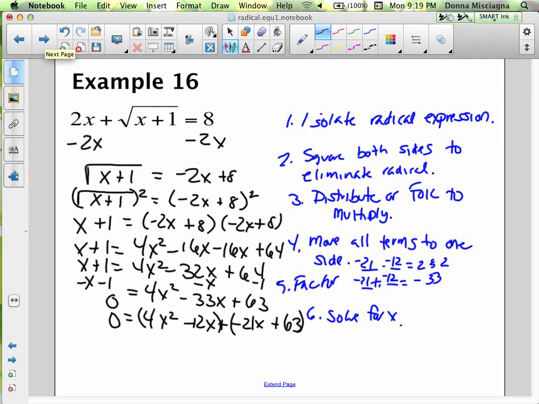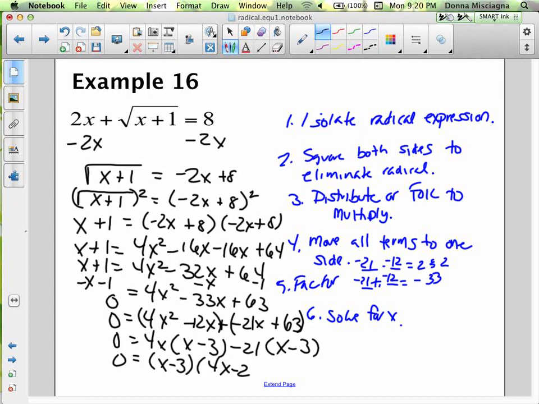So for 4x squared and negative 12x, that's going to be 4x, of course. If we divide them both by 4x, we've got x minus 3. Greatest common factor for negative 21x and 63 is going to be negative 21. Divide negative 21x by negative 21, you get a positive x. 63 divided by negative 21 is a negative 3. And then the repeating x minus 3 is one factor. What we factored out, 4x minus 21, is the other.